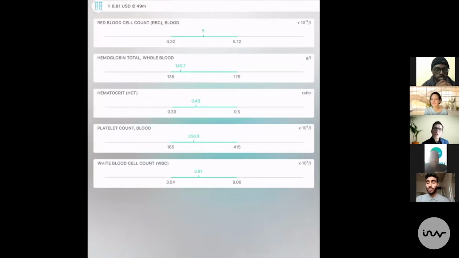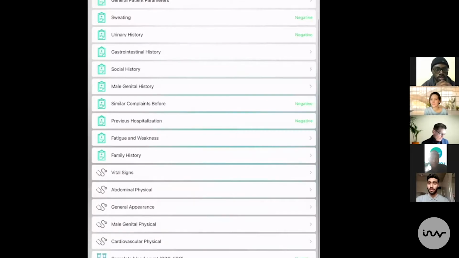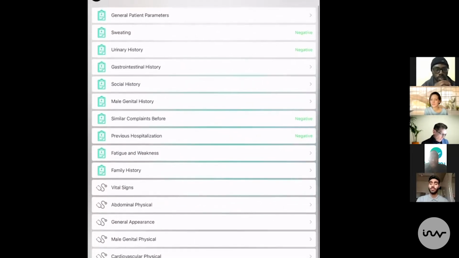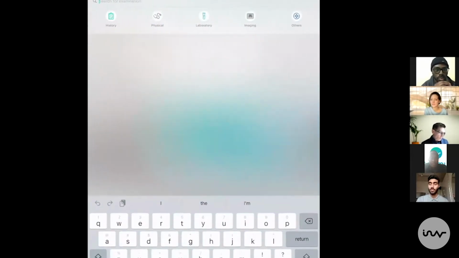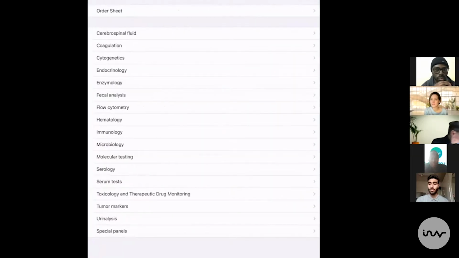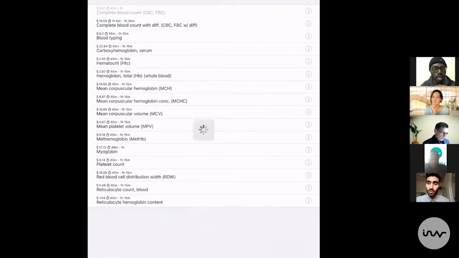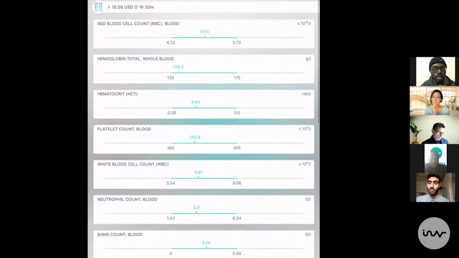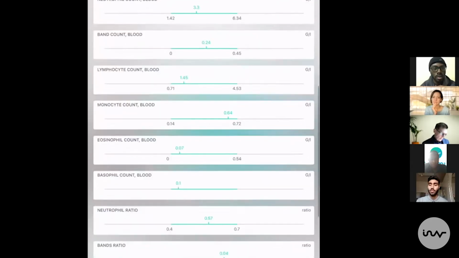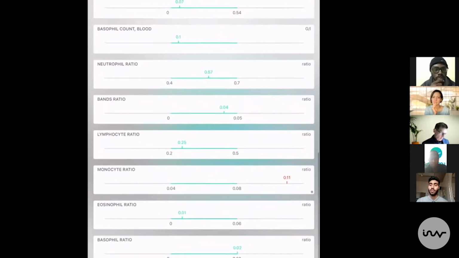So here is the complete blood count. The complete blood count is negative. Well, if the complete blood count is negative, we can still go for complete blood count with differential. That may be somewhat more informative, but actually we don't see much except pretty significant monocytosis.